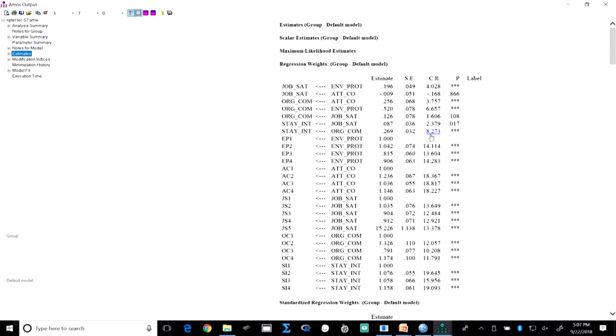By checking this, now you can write in your results that we found that these relationships are positively related. That means environmental protection affects job satisfaction, and attitude towards co-workers also affects the organizational commitment. But for this one you will say no, attitude towards co-workers did not yield a result showing that it affects job satisfaction positively. So, this is what you write for the hypotheses.